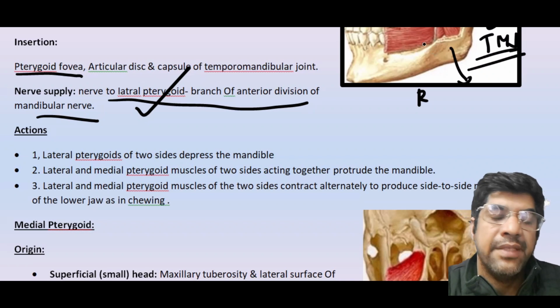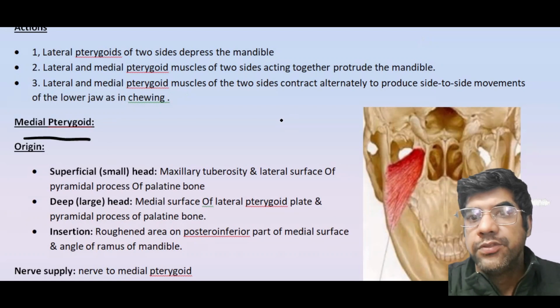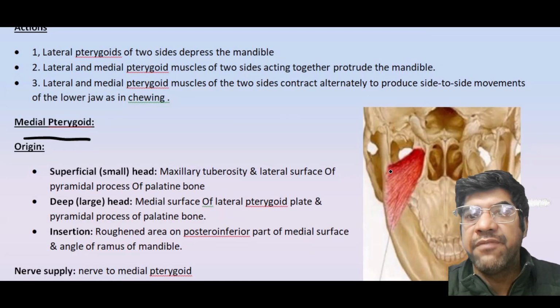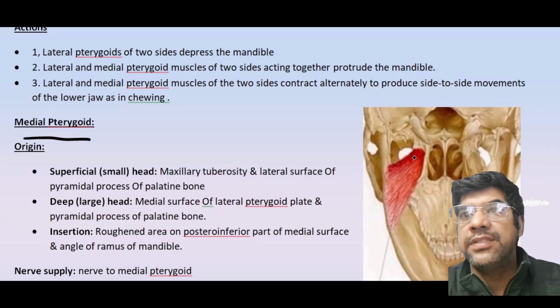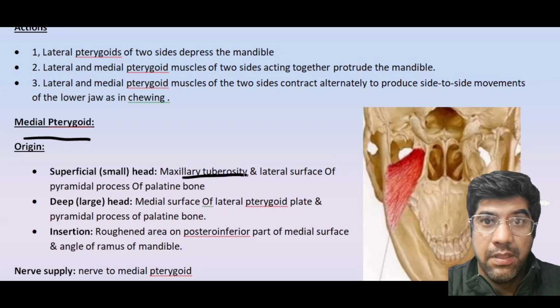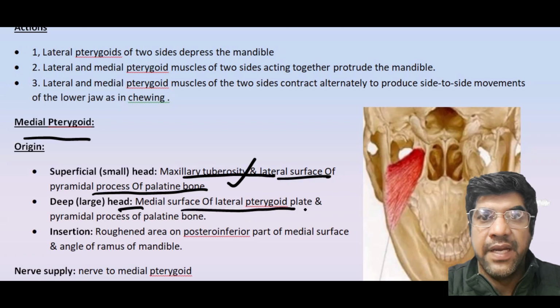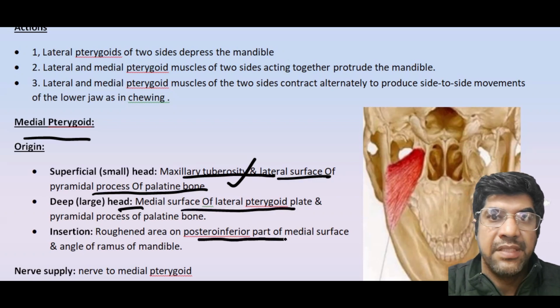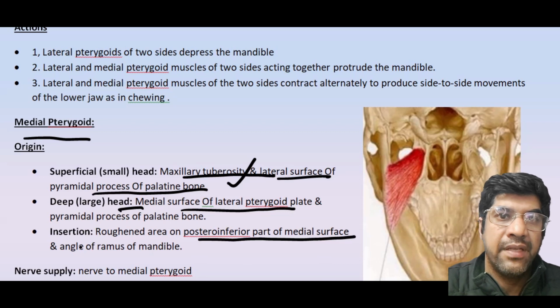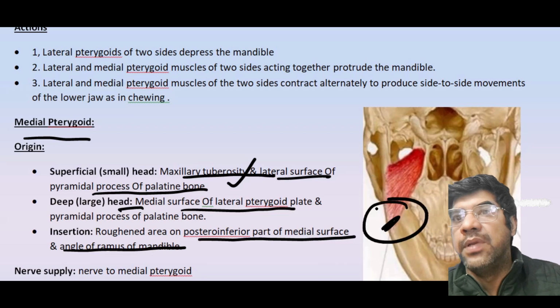The next muscle is the medial pterygoid. So medial pterygoid has two heads. One is the superficial head that originates from the tuberosity of the maxilla, from the maxillary tuberosity and the lateral surface of pyramidal process of the palatine bone. The deep head, it originates from the medial surface of lateral pterygoid plate and it is inserted into the posterior inferior surface and the angle of the ramus of the mandible.